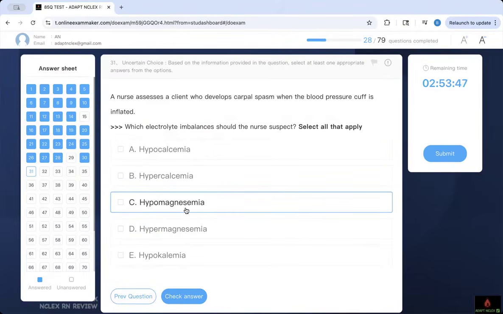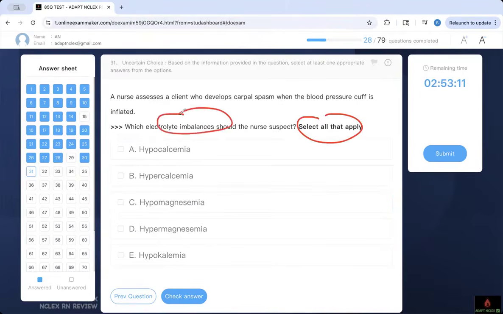And then assessing a client who developed carpopedal spasm when the blood pressure cuff is inflated, those are the buzzwords. Which electrolyte imbalance should the nurse suspect? Select or apply. Look, I'm going to show you my strategy to answer questions again, and we've been talking about it. Read the question from the back. It's a select or apply. I'm not going to pick everything. Electrolyte imbalance. What do I suspect?